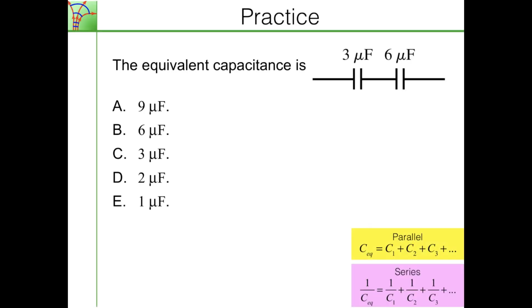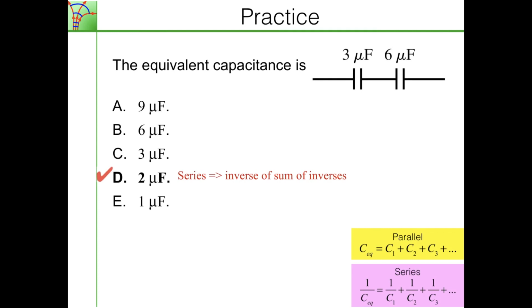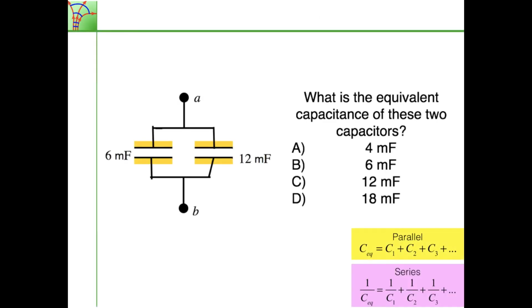How about this next one? The equivalent capacitance of this one is, well, these two are in series, so you'd have to do it similar to the one we just did, right? So the answer would be 2 microfarad, because you add the sum of the inverses and then invert that. This example here, it's two in series again. So what's the answer to that one going to be? Well, you just add them directly together. Sorry, they weren't in series. They were parallel. So when they're in parallel, you just add them directly.